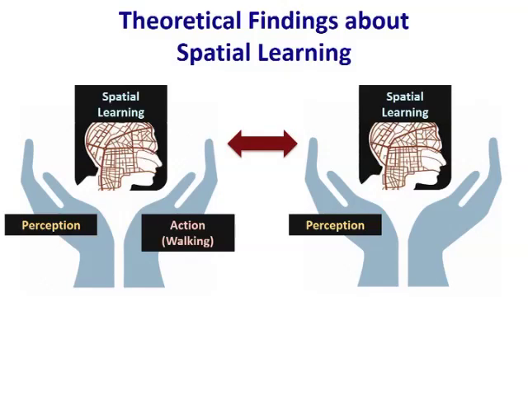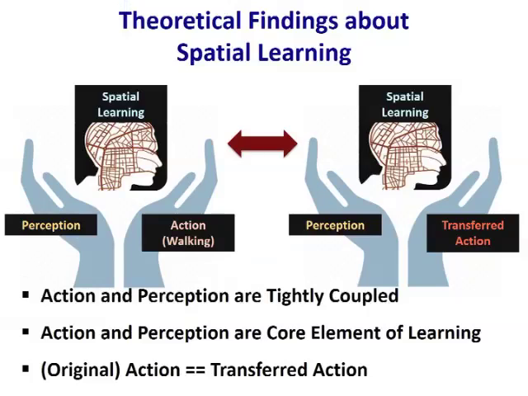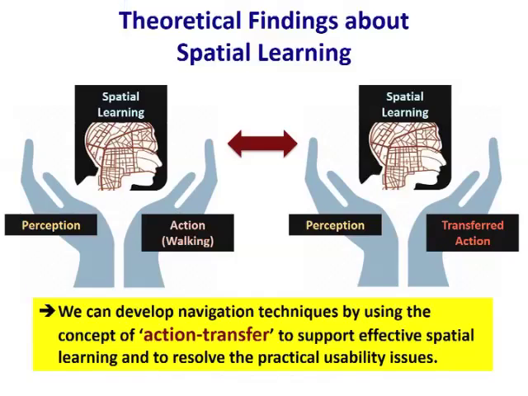Here is a summary of our theoretical findings about spatial learning. If a certain perception and action are known to support our spatial learning, then the same perception and the transferred action also support our spatial learning equally, as the theory suggests. So using this action transfer concept, we can develop navigation techniques to effectively support spatial learning and also resolve the practical usability issues.